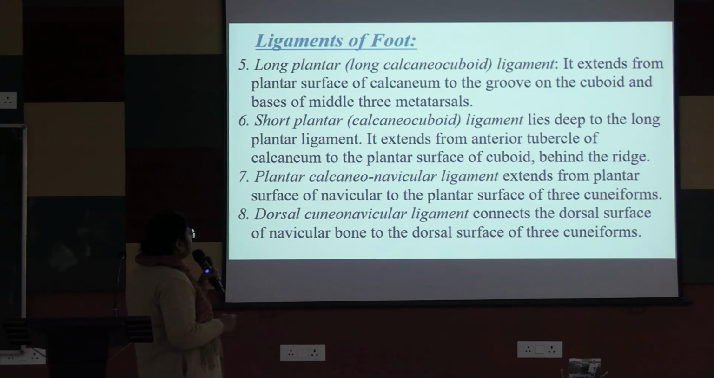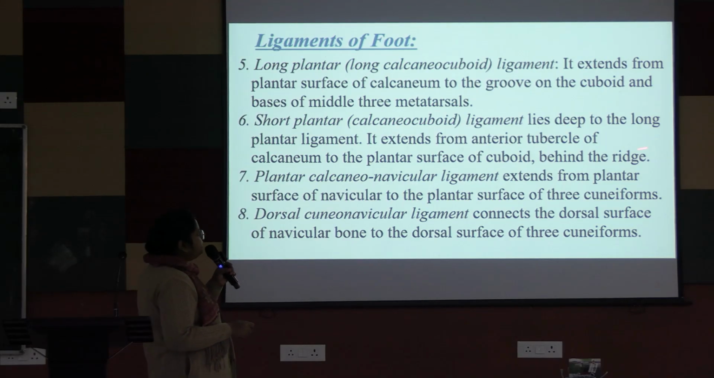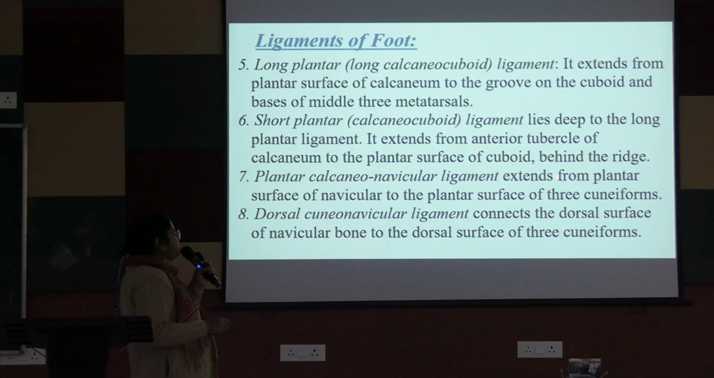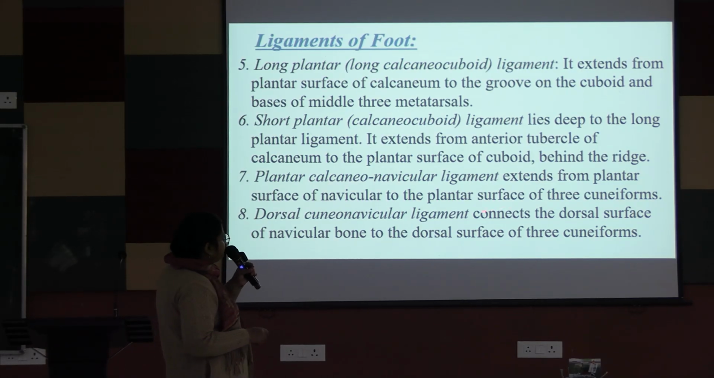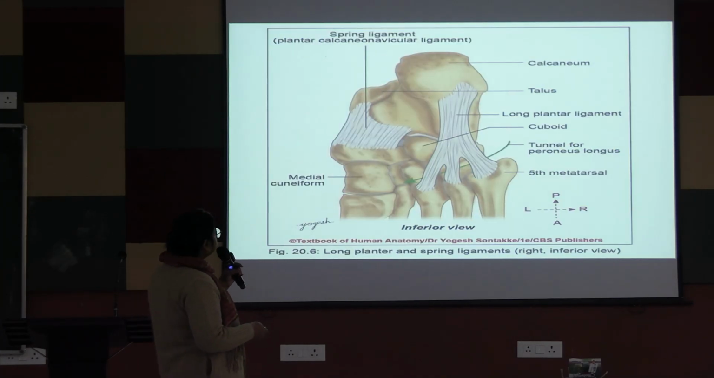Next is the short plantar ligament or calcaneocuboid ligament. It lies deep to the long plantar ligament and extends from the anterior tubercle of the calcaneum to the plantar surface of the cuboid behind the ridge. Next is the plantar calcaneonavicular ligament, which extends from the plantar surface of the navicular to the plantar surface of the three cuneiforms. Next is the dorsal cuneonavicular, which connects the dorsal surface of the navicular to the dorsal surface of the three cuneiforms.